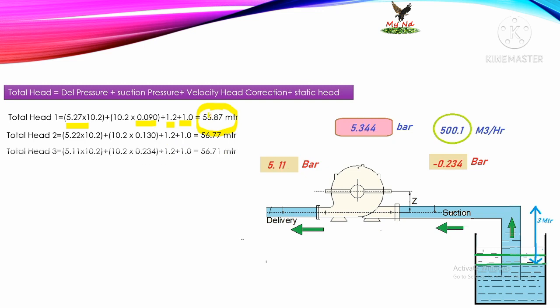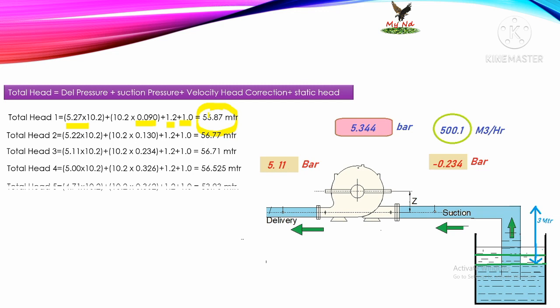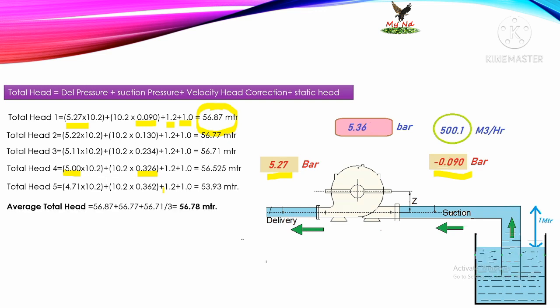Also we substitute the first, second, third, fourth and fifth total head readings here. So we can take the average reading of the total head. We take the average of the first 3 readings: 56.87 plus 56.77 plus 56.71, divided by 3. Our average total head is 56.78.